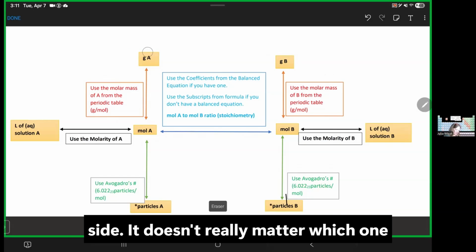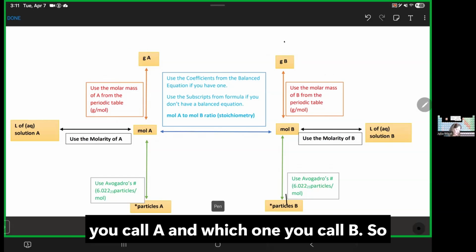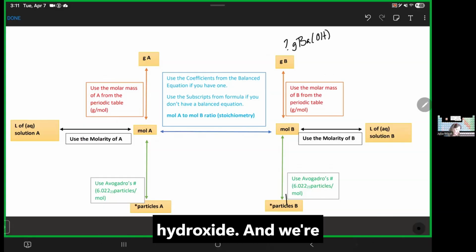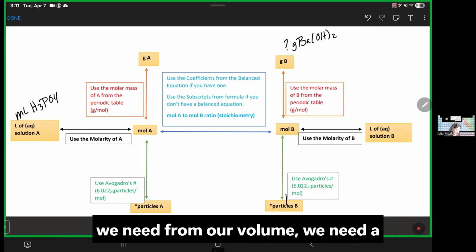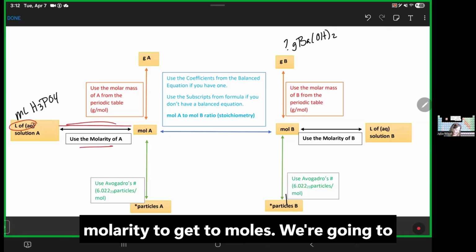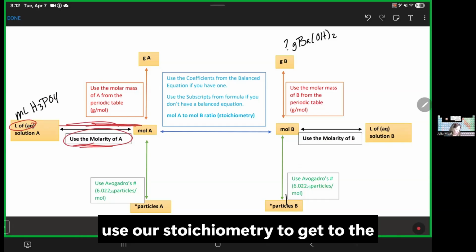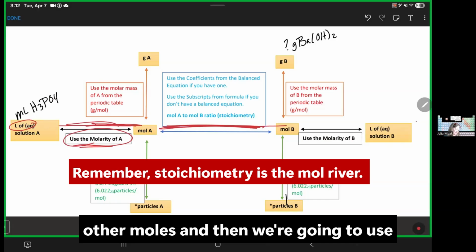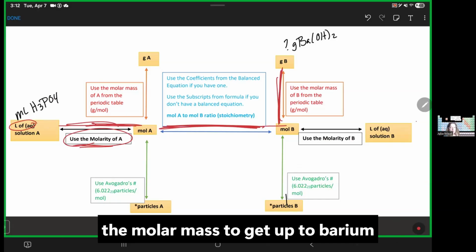It doesn't really matter which one you call A and which one you call B. So we're looking for grams of barium hydroxide. And we're starting at milliliters of phosphoric acid. So from our volume, we need a molarity to get to moles. We're going to use our stoichiometry to get to the other moles, and then we're going to use a molar mass to get up to barium hydroxide.